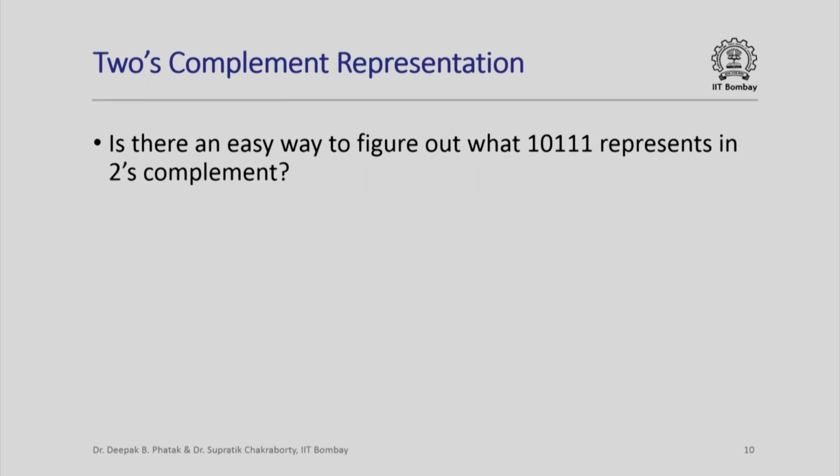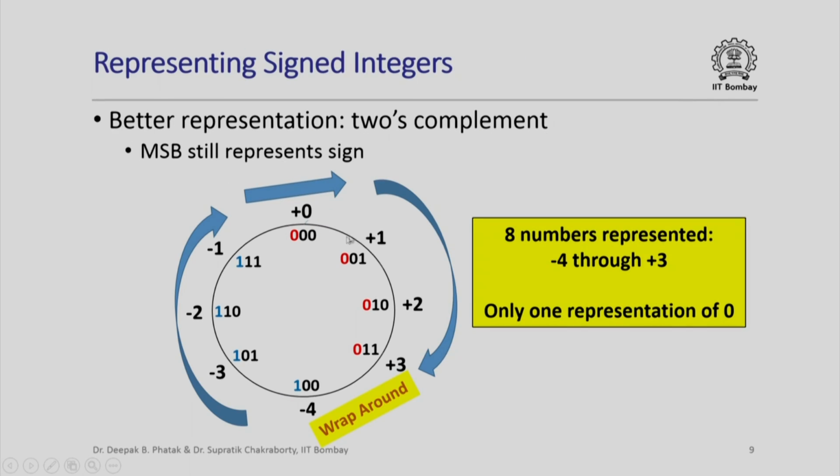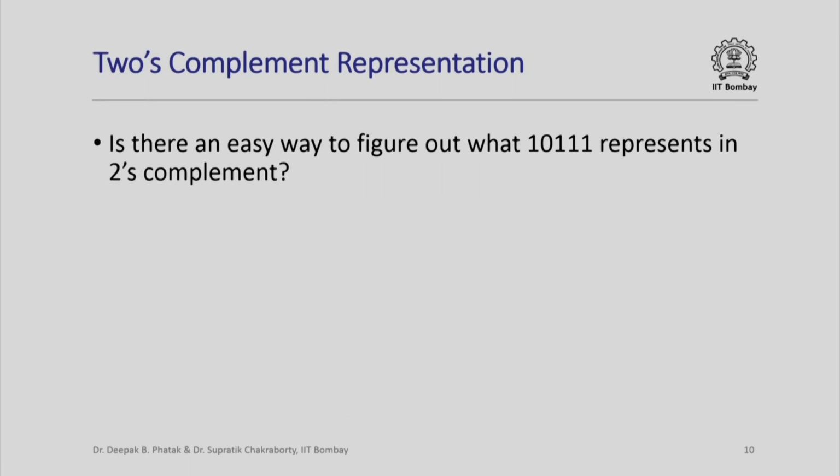And one might ask if there is an easy way to figure out, given such a binary sequence, what number does it represent in 2's complement. We could draw the entire circle like we did here and try to figure out what number it represents, but is there an easier way to figure out? It turns out that there is.